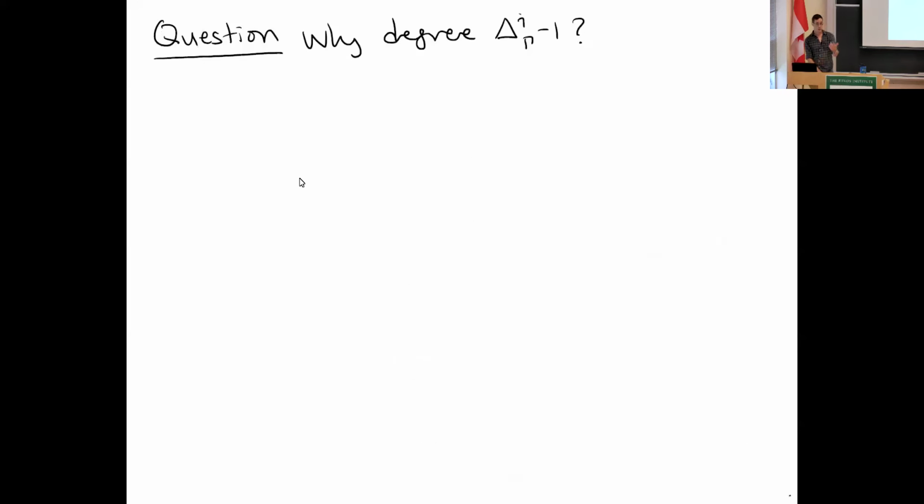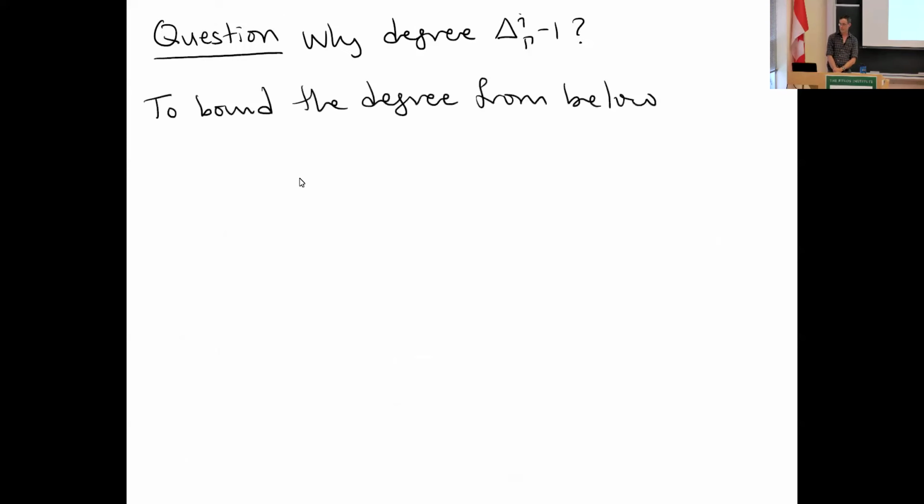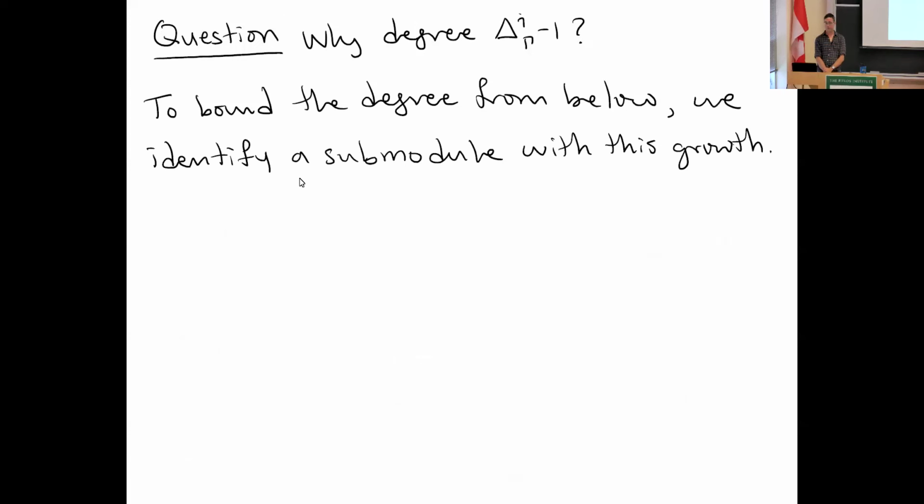on? So another question you might have is, why is that the degree of the polynomial? Where do the Ramos numbers come from? So let me tell you why the degree must be at least that. If we want to bound the degree from below, we should just point to a submodule that definitely does have that growth. And then that will be a lower bound on the degree.